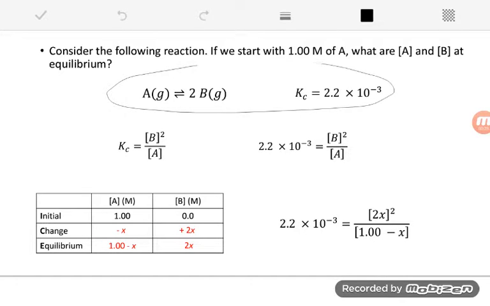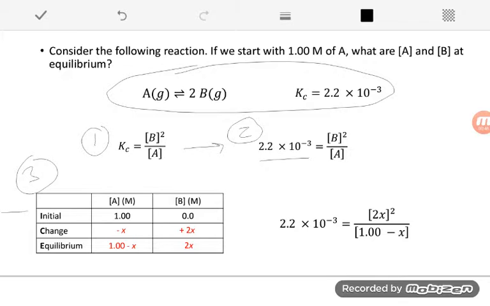So this would be our given information. We always start the same way. First step, I'm going to write my expression. Second step, I'm going to plug in what I know. I know K, but I don't know A and B at equilibrium. Since I have more than one thing I don't know, the next thing I do is make my ice table.